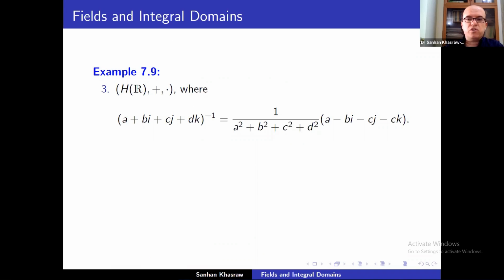H is also a division ring, because if I take this non-zero element, a + bi + cj + dk, by a simple calculation, I can see that the inverse is 1 over a squared plus b squared plus c squared plus d squared times a - bi - cj - dk. Where i, j, k are defined before.